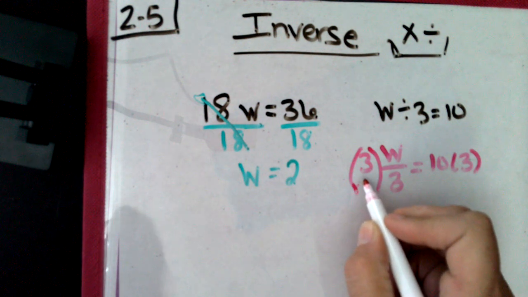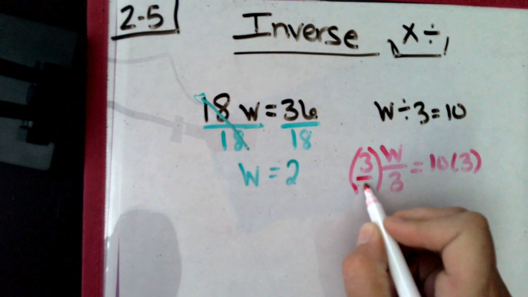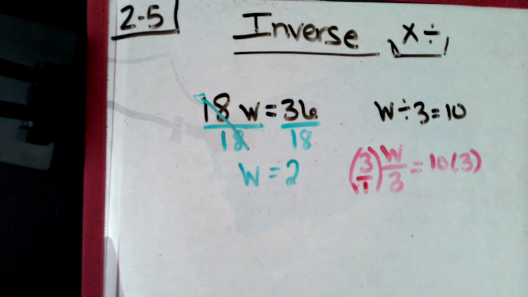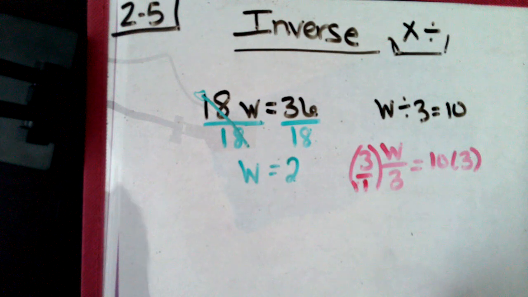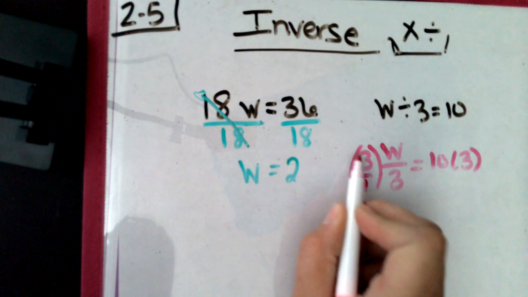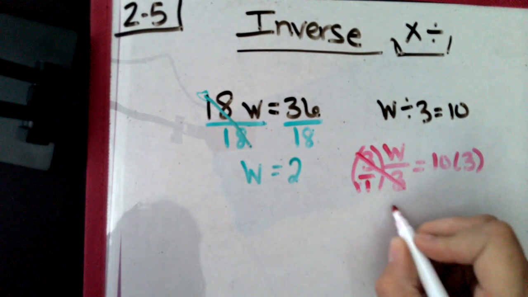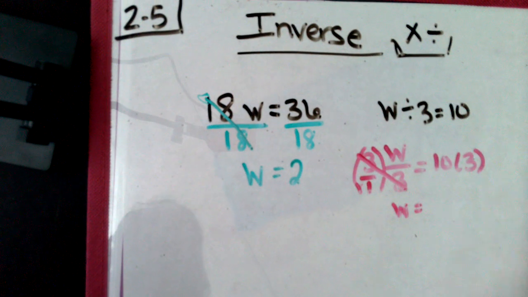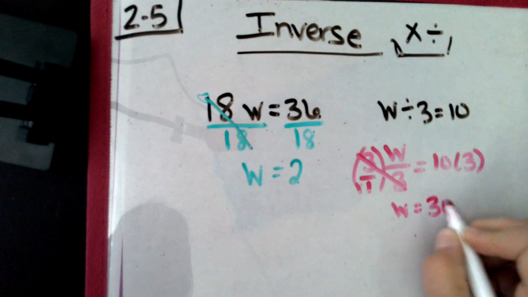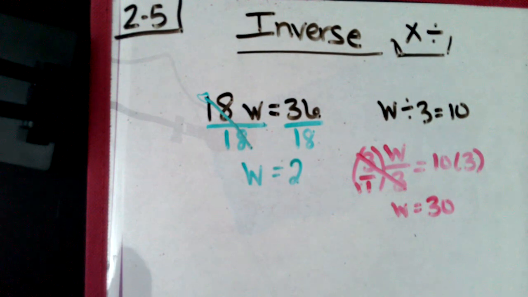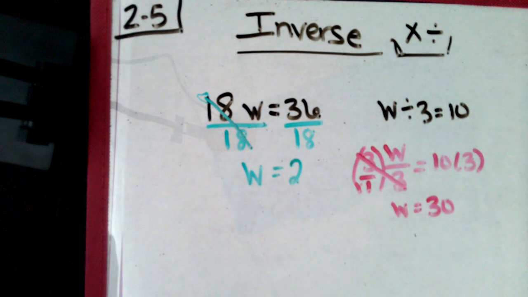However, as this is a fraction, I know that a whole number over 1 is the fraction. So I'm just going to write 3 even though it really equals 3 over 1. Now my 3's are going to cancel themselves out, and I'm going to have W on this side, bring my equal sign down, and 10 times 3 equals 30. I hope this example helped.